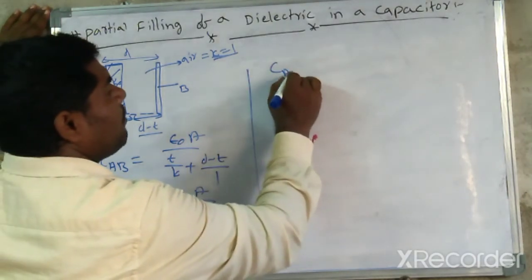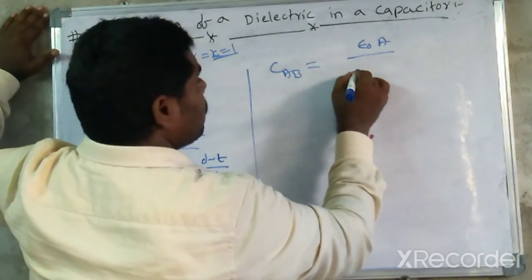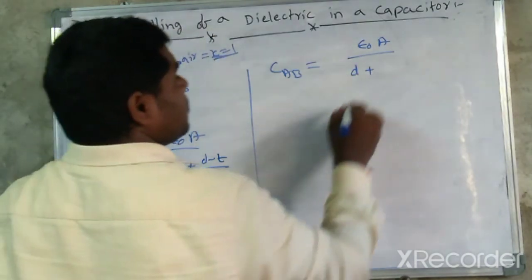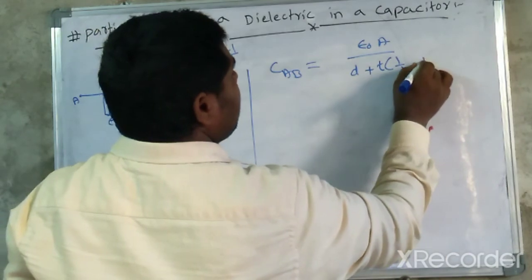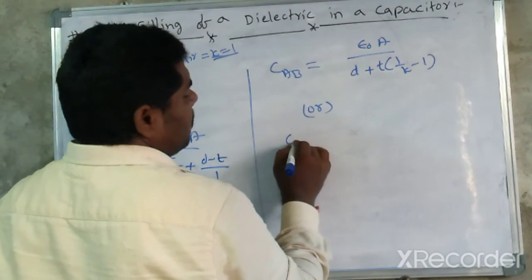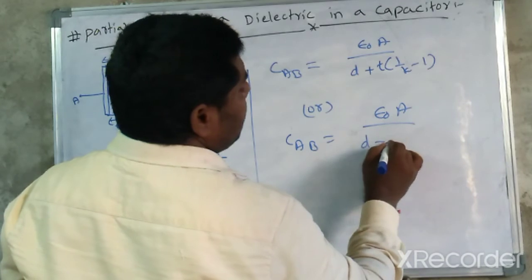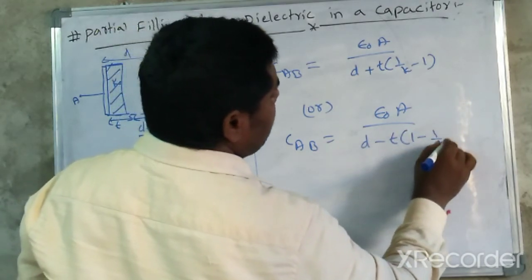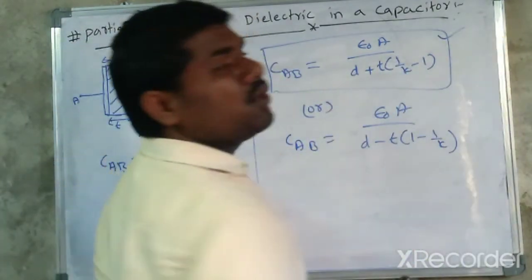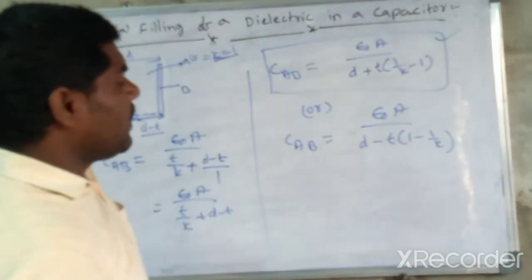So CAB is equal to epsilon naught A divided by D plus T into 1 by K minus 1. Or you may take out common minus: CAB equivalent is equal to epsilon naught A divided by D minus T into 1 minus 1 by K, which is also correct. This formula is very important while doing numerical problems.